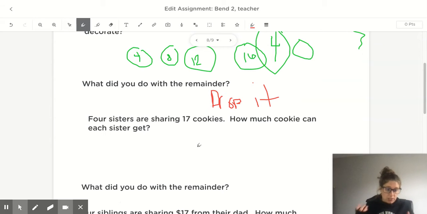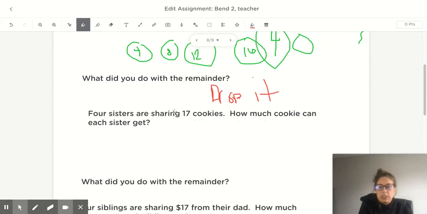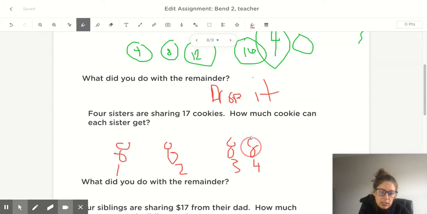4 sisters are sharing 17 cookies. How much cookie can each sister get? Well, I have my 4 sisters. 1, 2, 3, 4. And this sister gets a cookie. This sister gets a cookie. This sister gets a cookie. This sister gets a cookie. 4, 8, 12, 16. Uh-oh. I still have 1 cookie left.